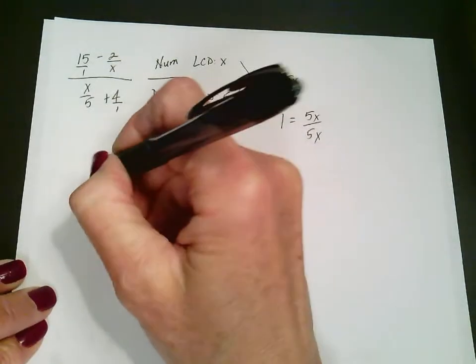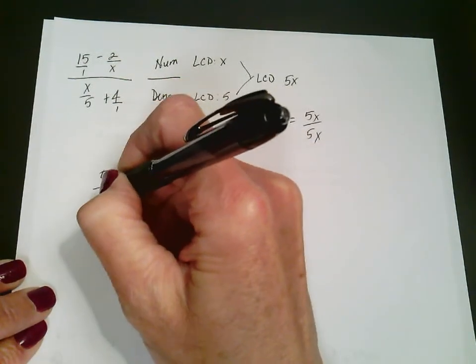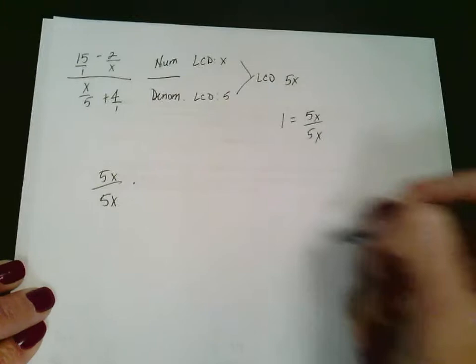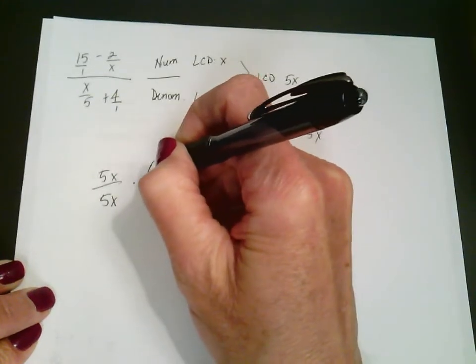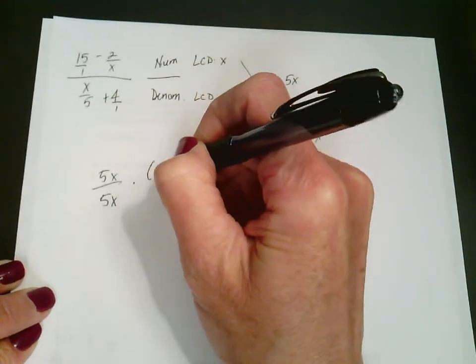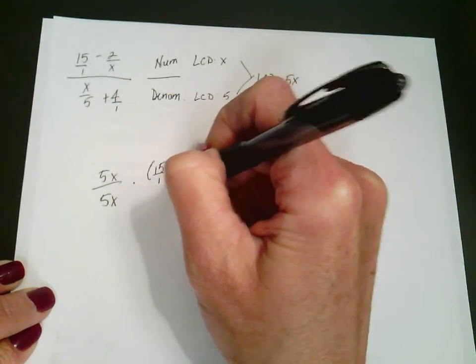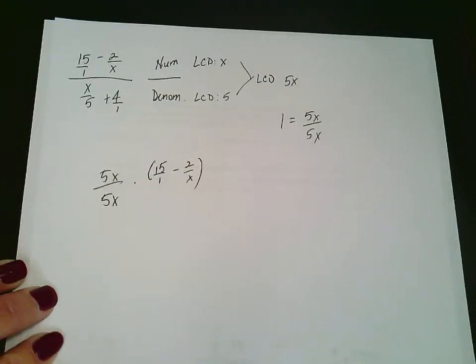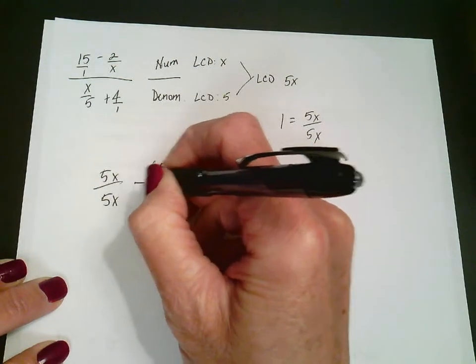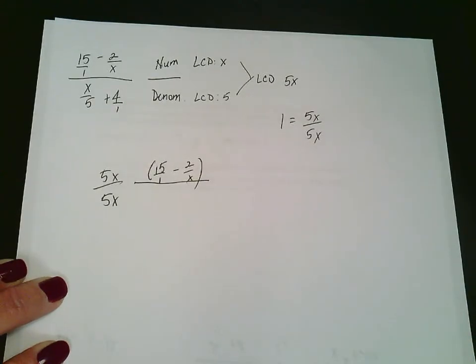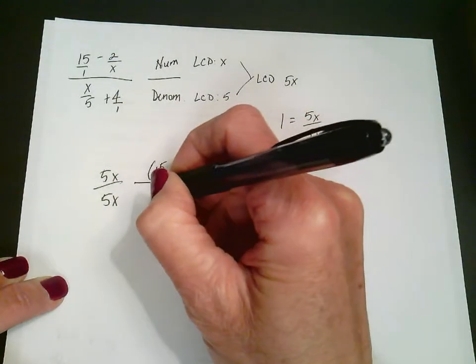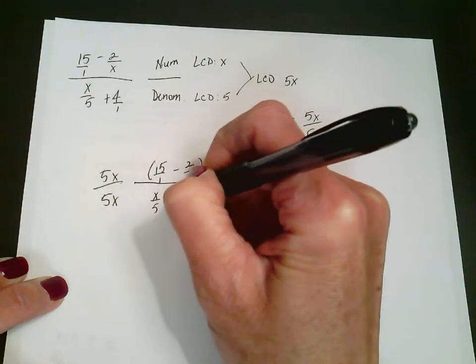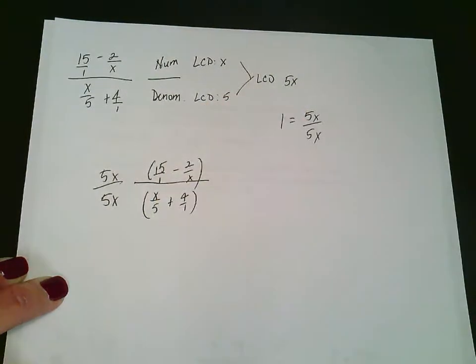So let's write that out. 5x over 5x times our original fraction, and I'm going to write it 15 over 1 minus 2 over x. And I'm putting it in parentheses just to remind myself that I'm going to have to distribute that 5x. And in the bottom, I've got x over 5 plus 4 over 1. Okay?